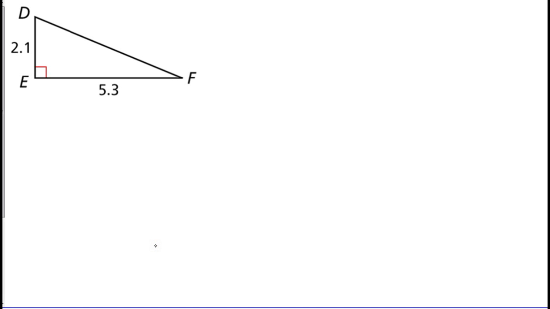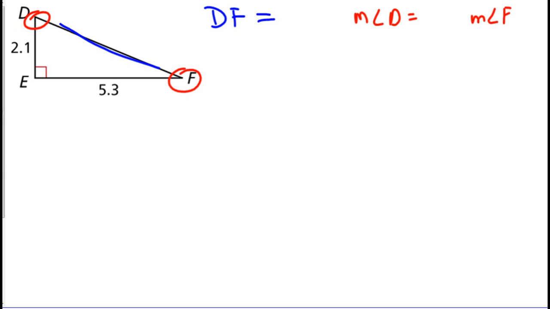Okie dokie. We got another one where we've got two sides and we're missing one side and two angles. So we're missing side DF, right? We're looking for the length of DF. We are also missing angle D and angle F. So we want the measure of angle D and the measure of angle F.